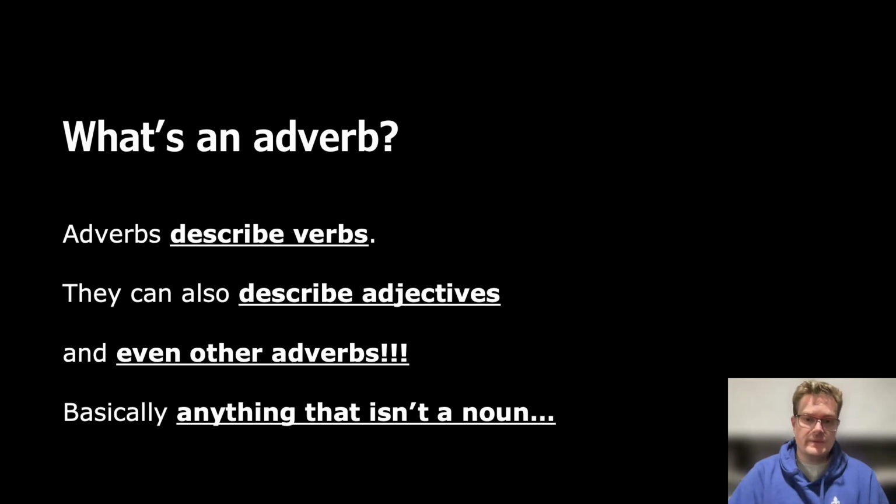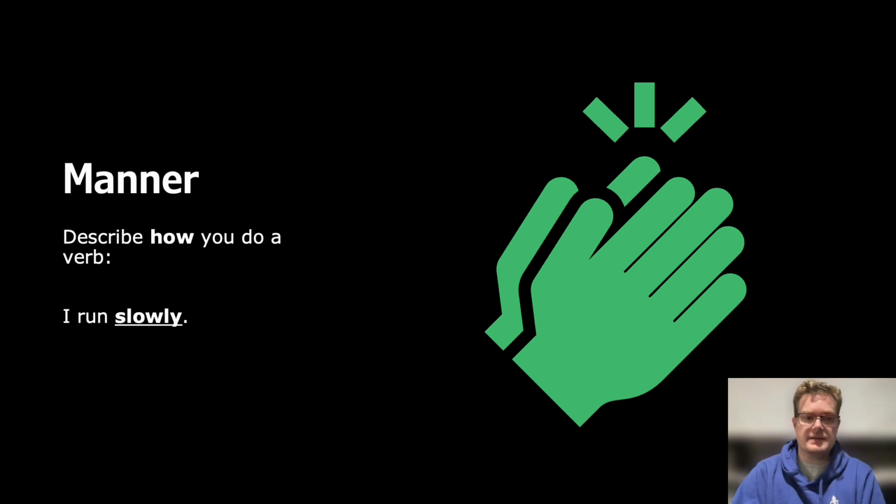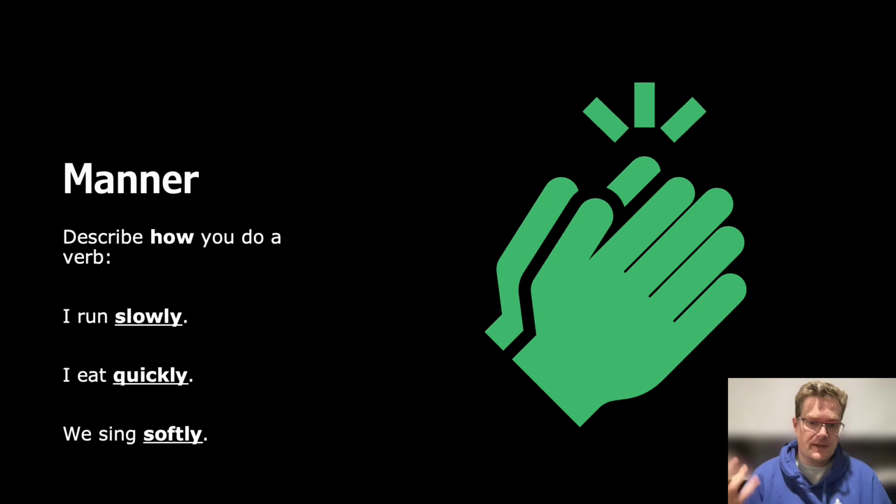So I'll give you some examples. The classic adverbs are basically the manner of how you are doing a verb. So describing how you do something, like I run slowly, or I eat quickly, or we sing softly, he pushes me gently, something like that. And a lot of them, not all of them actually, end in ly. So you can pick like slowly, quickly, softly, sluggishly, I don't know, anything. All of these ly ones are very commonly adverbs of manner, how you're doing a verb.